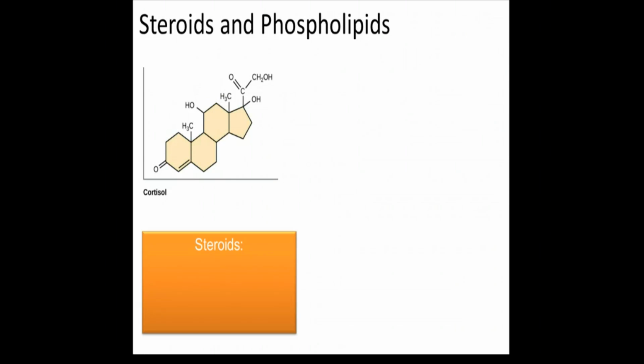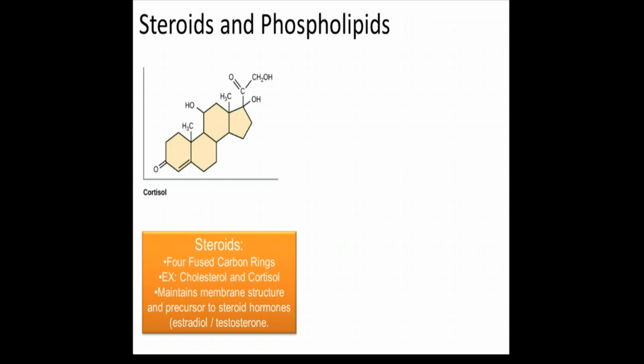Steroids and phospholipids are another group. Steroids are made up of 4 fused carbon rings. Examples of steroids are cholesterol and cortisol. These maintain proper membrane structure in animals, and they are also the precursor to steroid hormones such as estradiol and testosterone.